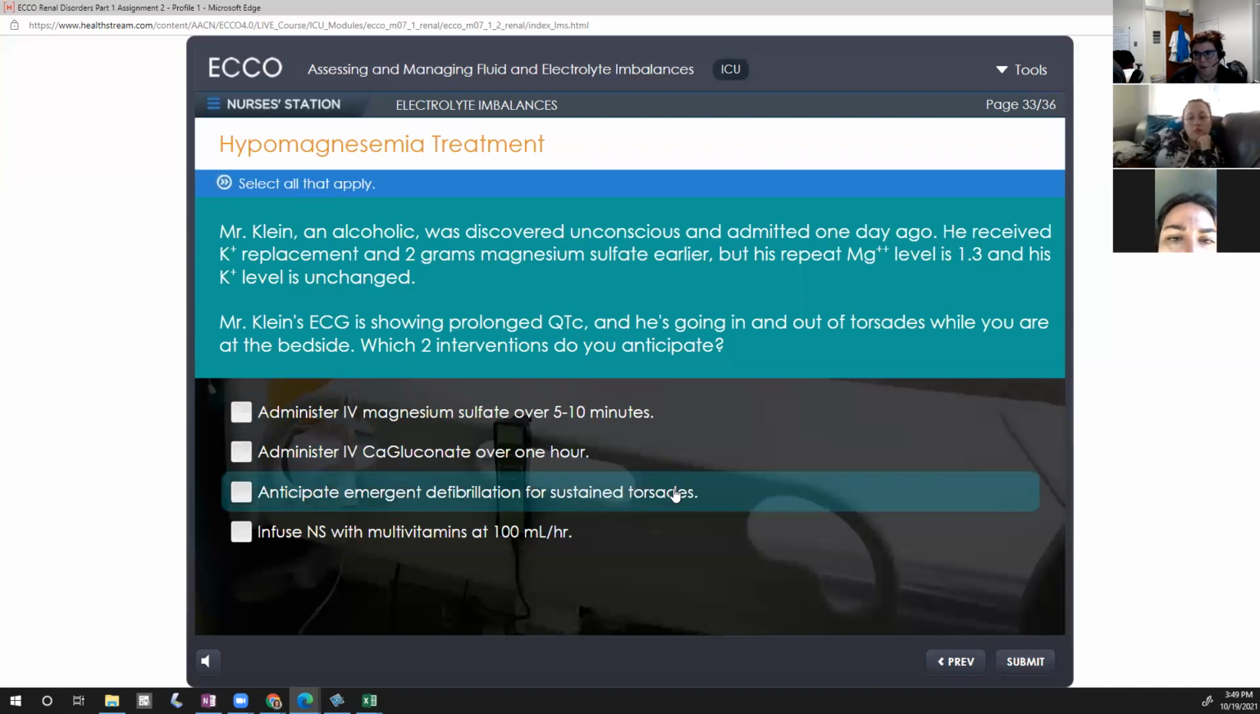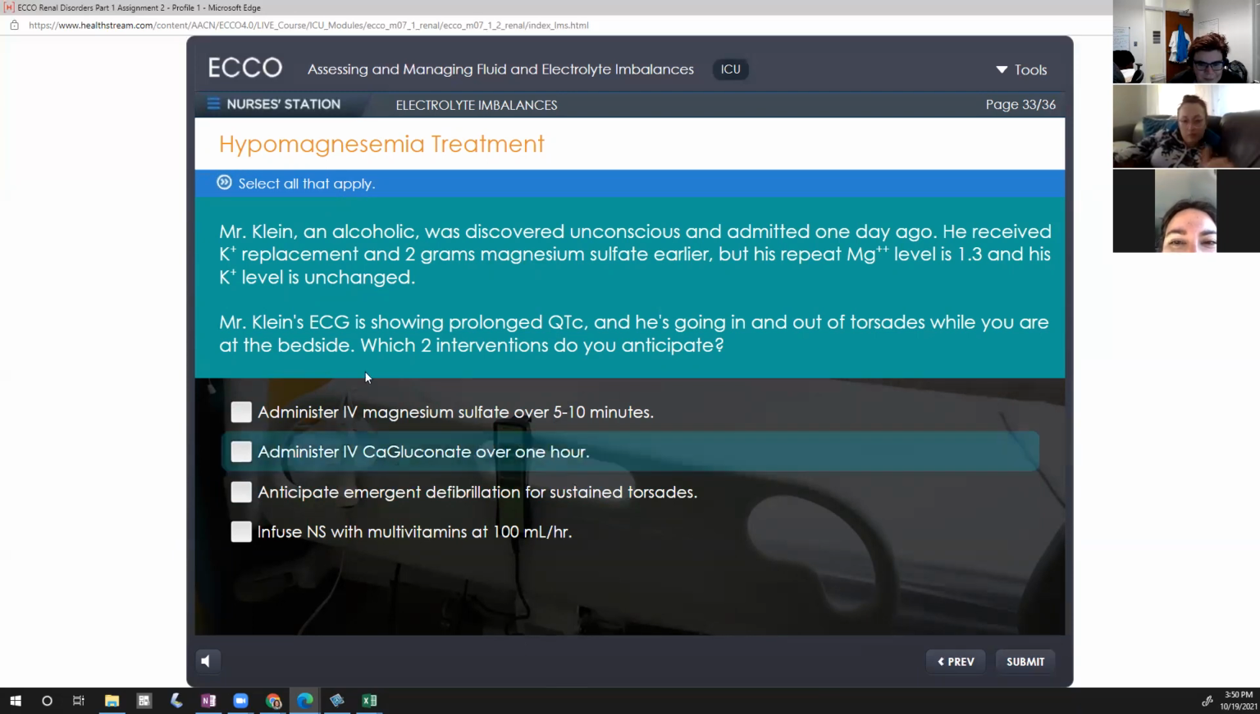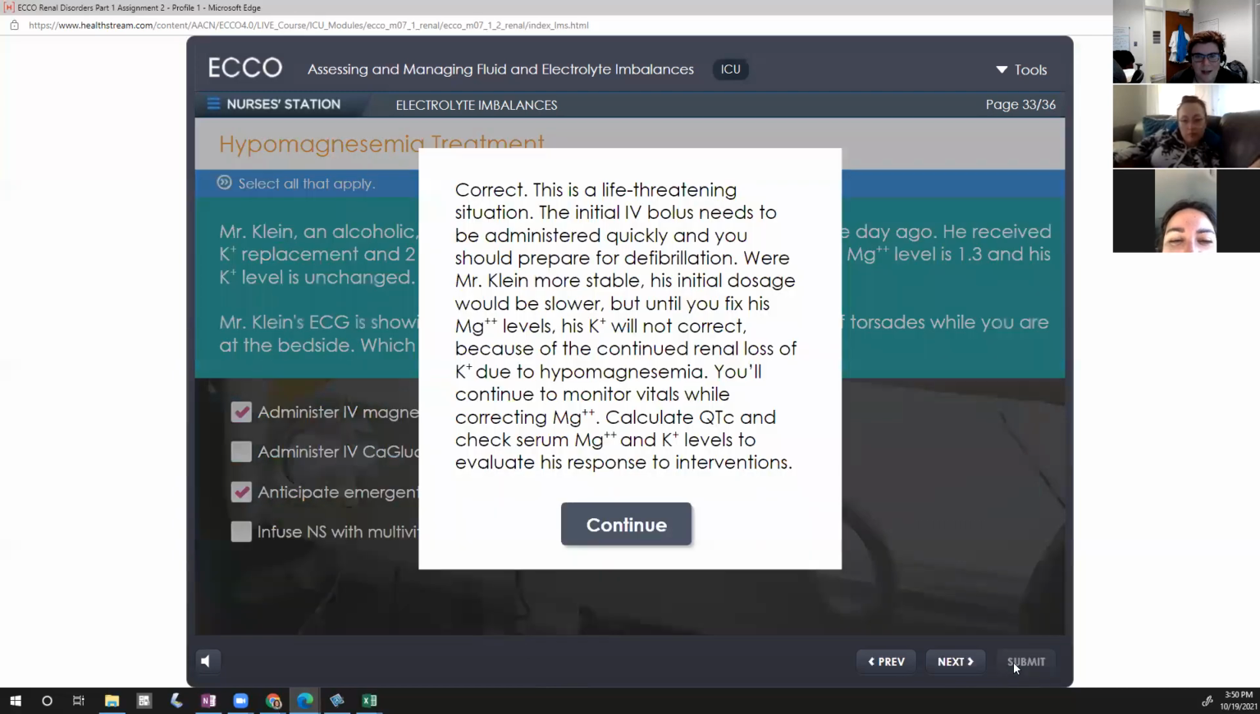So if you've got an unconscious patient who got K replacement and 2 grams of mag, but his repeat level is only 1.3 and his K is the same, he's got prolonged QTc and is going out of torsades and then into torsades, what do you anticipate doing? One and three. What are you thinking? Exactly. Because torsades is life-threatening, not compatible with life, and we want to ward that off by giving mag.